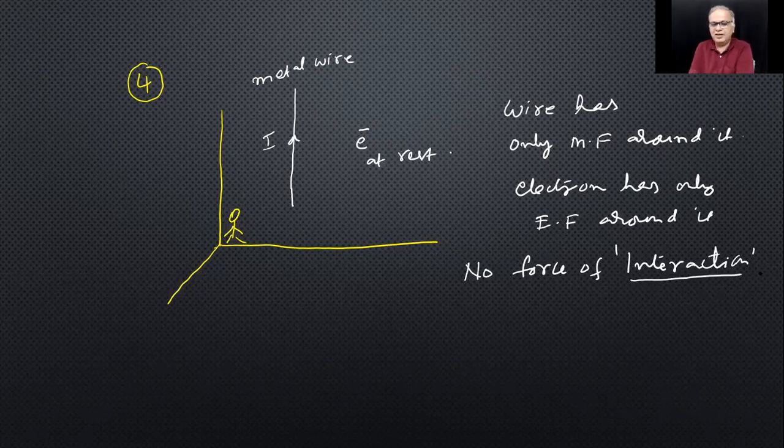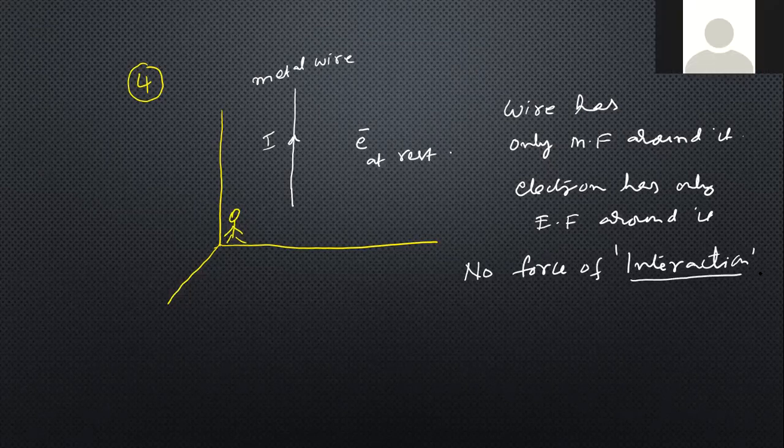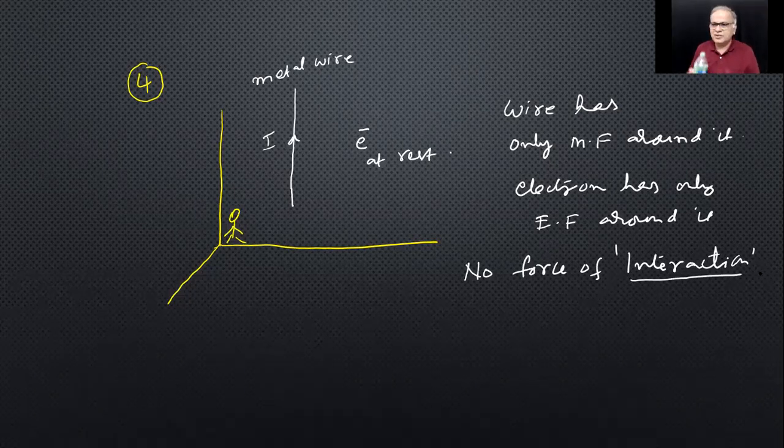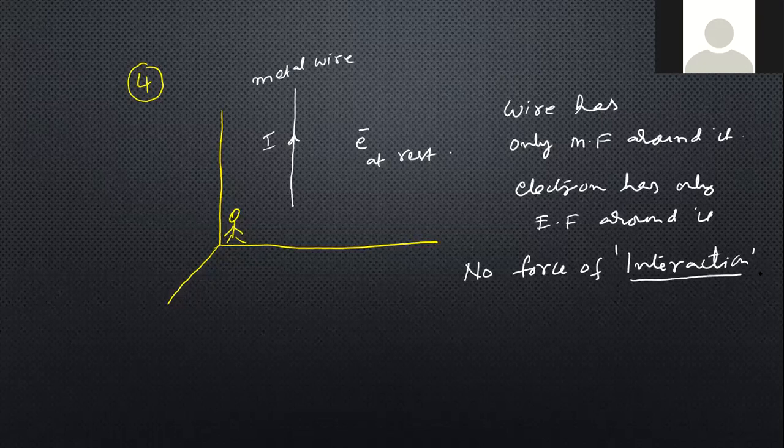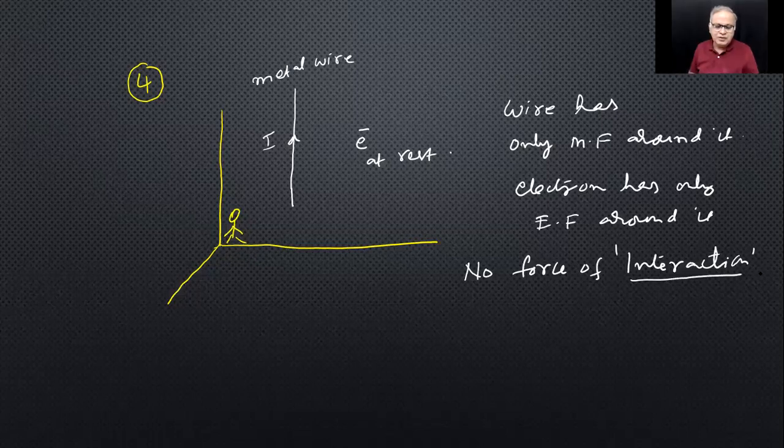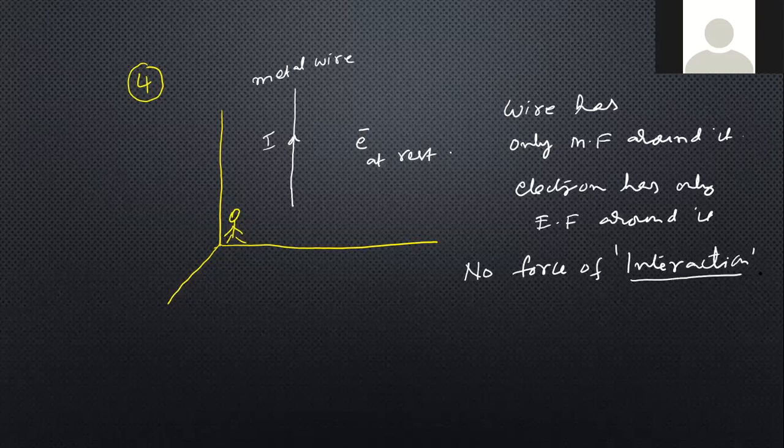Hello. Tell me, are you surprised at the result here? Sir, previously we had an electron which had both electric field and magnetic field. But here the wire has an equal number of electrons and protons inside. So the electric fields of proton and electron have cancelled. So around the wire there is no electric field.